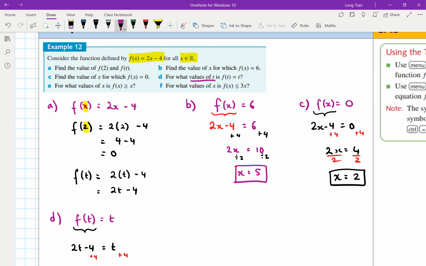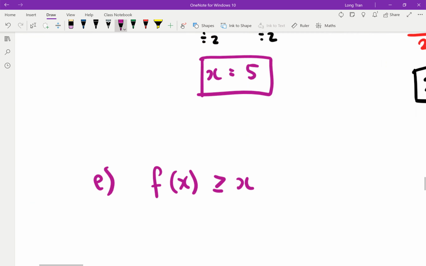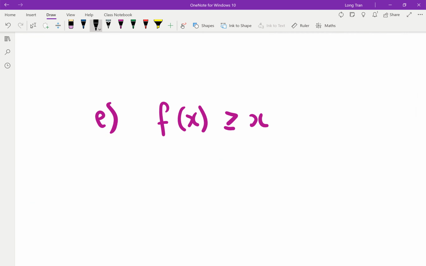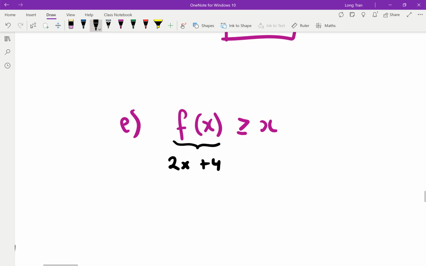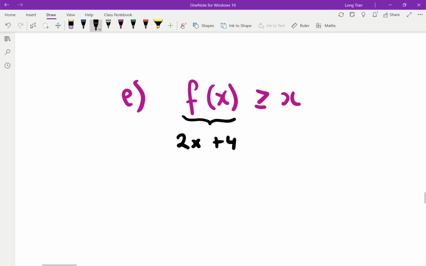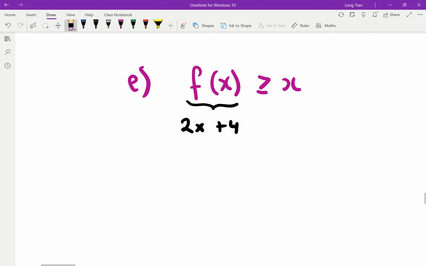And if you follow, let's do part E. For what values of x is f of x greater than x? So they want you to find f of x greater than or equal to x. And again, we know that f of x was defined as 2x plus 4. Or was it minus 4? Minus 4. Whoops. My bad. Minus 4.